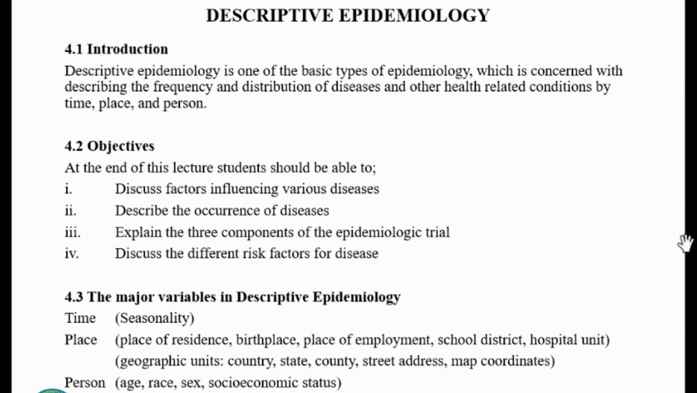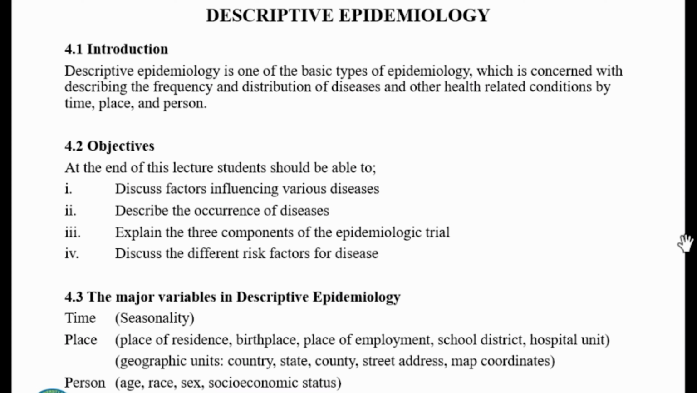Okay, chapter 4 is about, I'll go a bit faster. Chapter 4 is about descriptive epidemiology. Descriptive epidemiology is one of the basic types of epidemiology which is concerned with describing the frequency and distribution of diseases and other health-related conditions by time, place, and person. I've already mentioned to you about descriptive epidemiology, that you describe where, who, when. So it is time, place, and person.